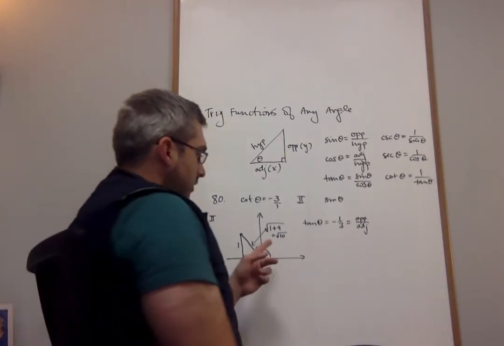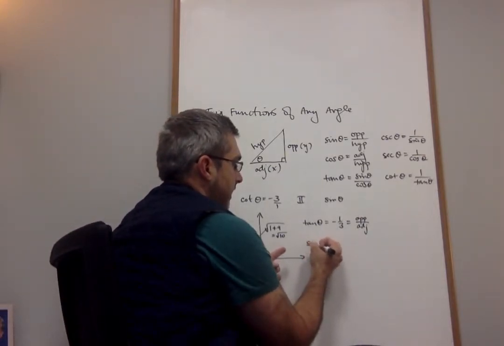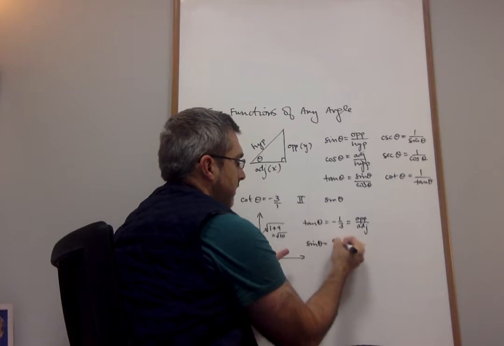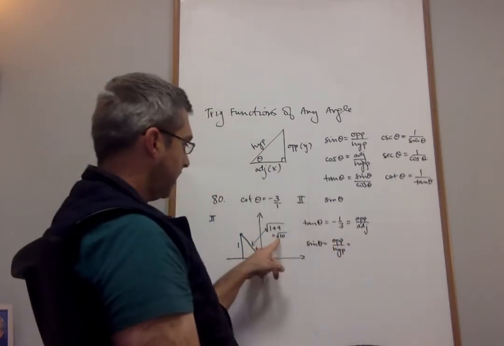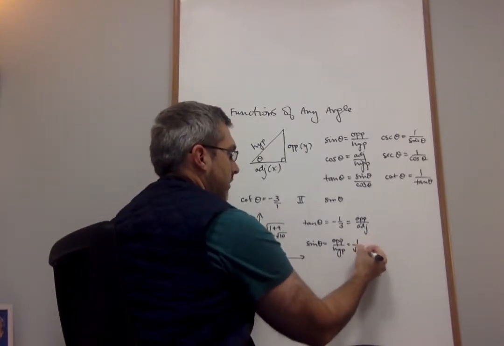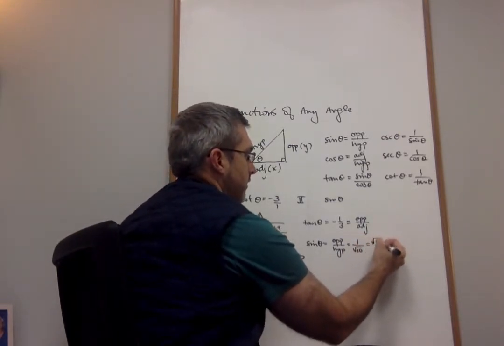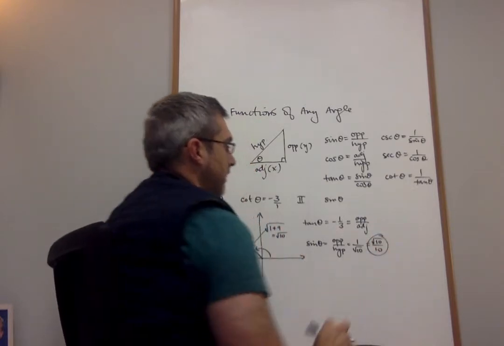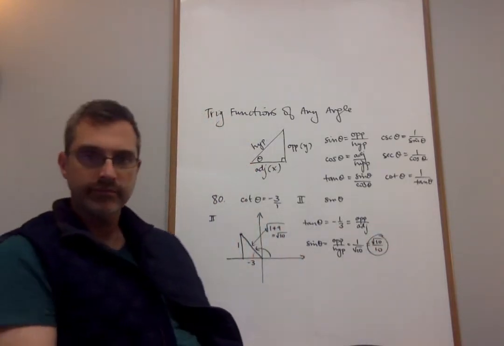And so now, once I know that, the sine is opposite over hypotenuse, and that is 1 over root 10, or in other words, root 10 over 10. That would be my answer. Okay?